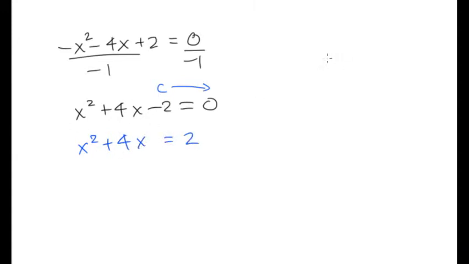And now what we do is we complete the square. We have the b term here, 4, and then we square it. So as you can see here, this is just going to be x squared plus 4x plus 4. Why? Because 4 divided by 2 is 2, and 2 squared is 4. And whatever we do to the left-hand side, we're going to do to the right-hand side.